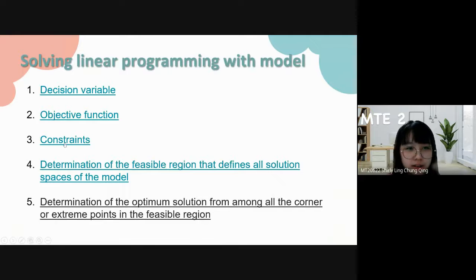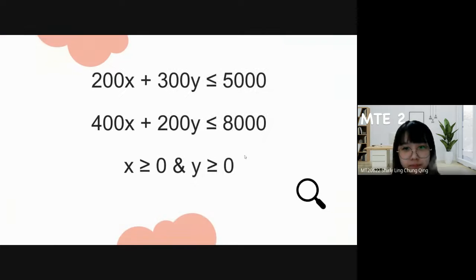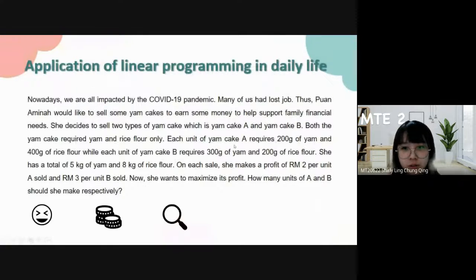Third, we need to identify the constraints. From the question, we know that Puan Aminah has 5 kg of yam, and to make young cat A, Puan Aminah requires 200 grams of yam, and for young cat B, she requires 300 grams of yam. Thus, the first constraint we can determine is 200x plus 300y less than or equal to 5,000.